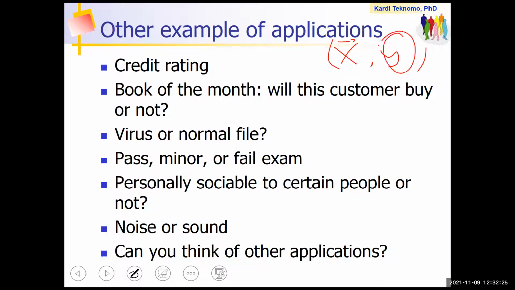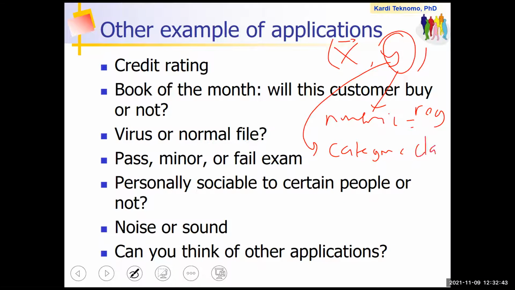Now, if the Y value, the output, is numeric, this is called regression. If the Y value is a category, this is called classification. The one that you just did a while ago is called classification. You look at the output, it's a class. Last time we learned about regression, you remember? In that one, the output is always a numerical value. So you have a pair of data, input and output. If the output is numeric, this is called regression. If the output is categorical, this is called classification.